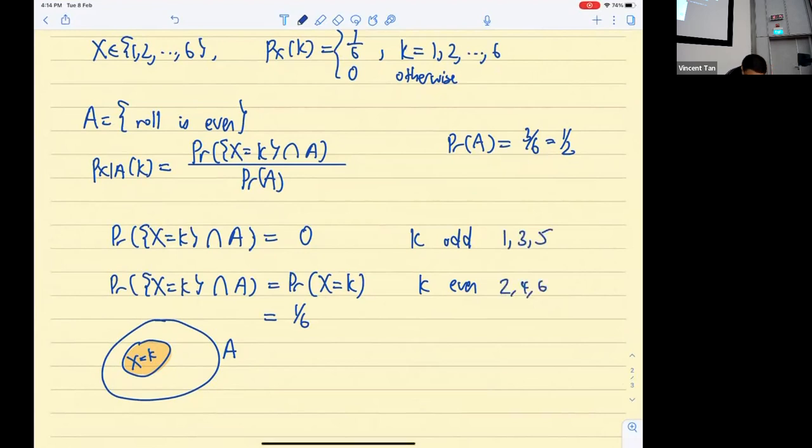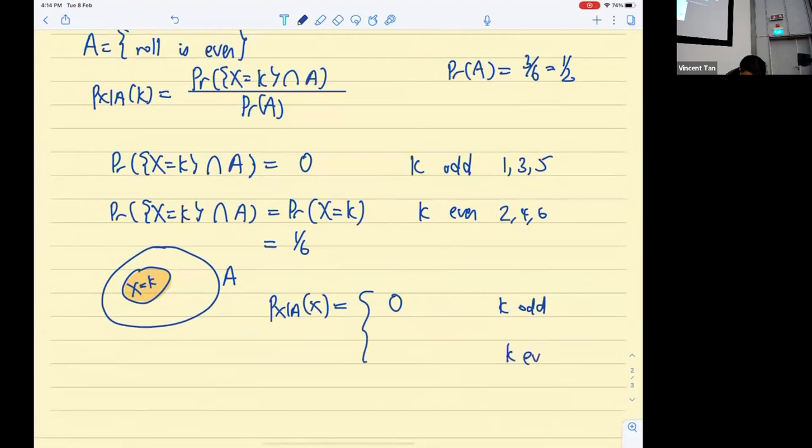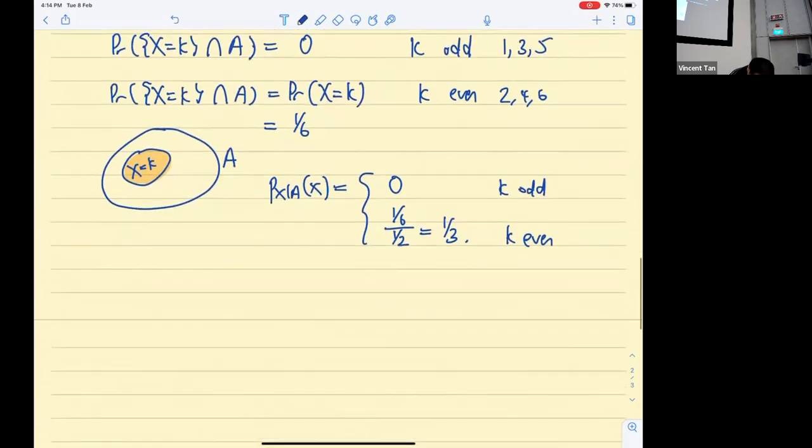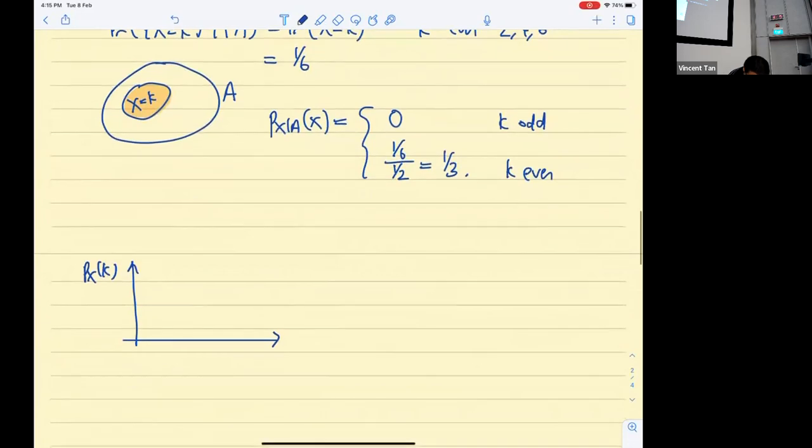So combining everything together, P of X given A: you take the top, which for K odd is 0. Now if K is even, there are two choices here, you get 1 over 6 divided by 1 over 2, which is nothing but 1 over 3. So originally, the picture is as follows. At the very beginning, before Oliver told us that the outcome is even, our belief of each of the outcomes was like this.